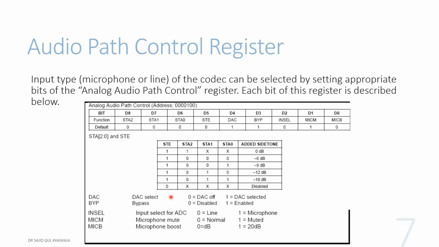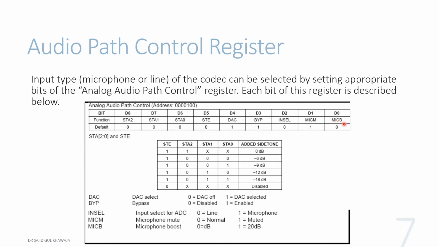So in our demonstration for today, we will be setting this STE bit to 0 so that no side tone is added, plus DAC will be set to 1 and bypass will be set to 0. In short, the final configuration values for register number 5, the audio path control register, will be 000, tetra 0, 1, 0, 1, 0, 0, which essentially corresponds to 15 or 14 depending upon whether you add boost to the microphone or not.